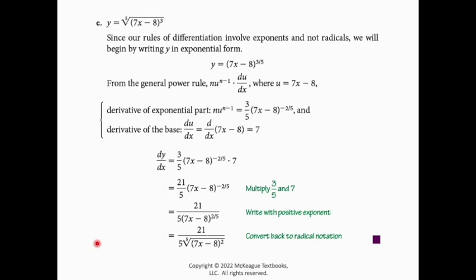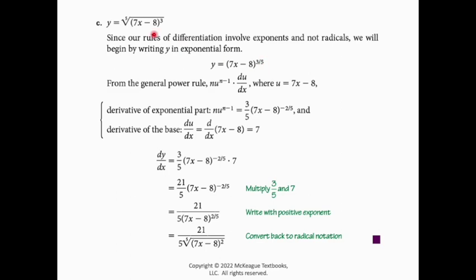Now in part C of this example, we have a function that has a radical. So we have the function y is equal to the fifth root of 7x minus 8 quantity to the third power. When you're dealing with radicals, before you take the derivative, you should always put it in exponential form first. So I'm going to rewrite this as 7x minus 8 quantity raised to the 3/5 power.